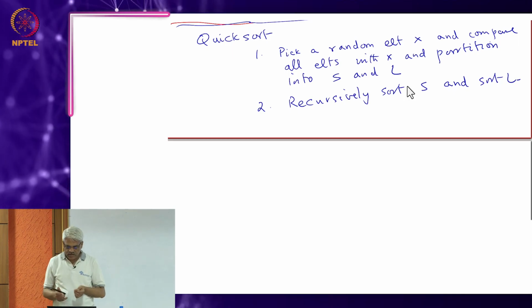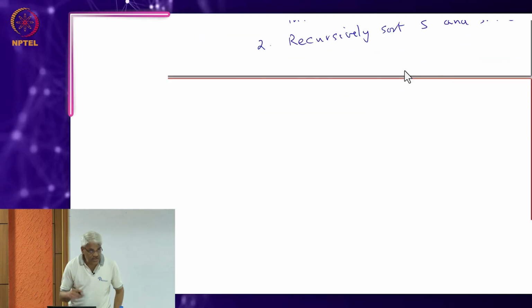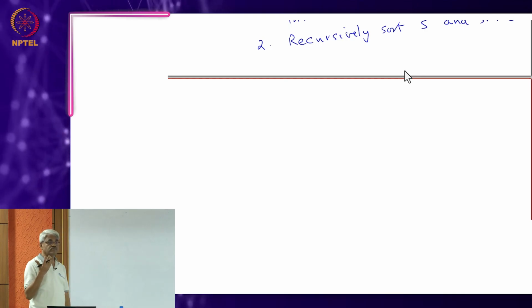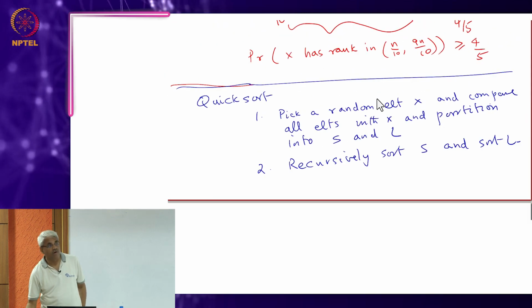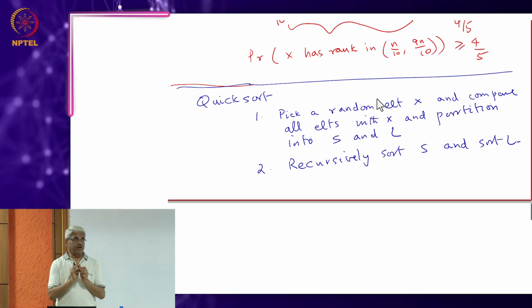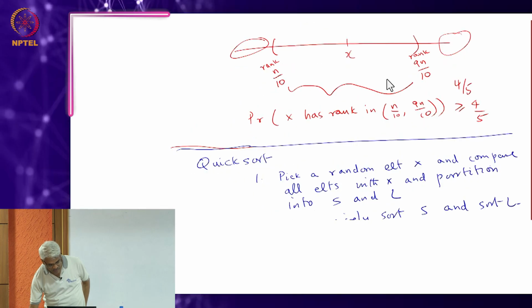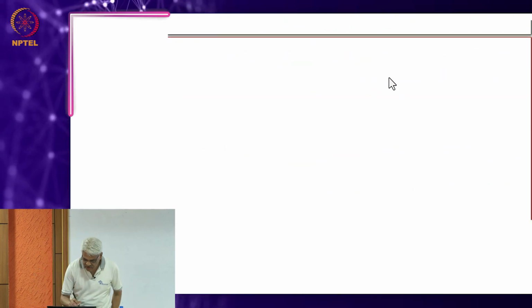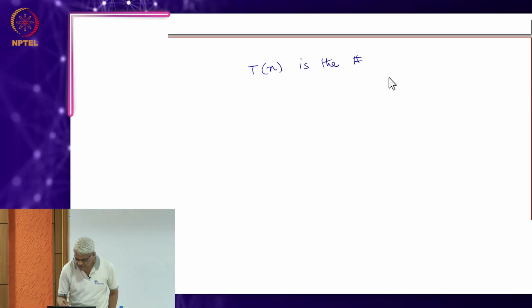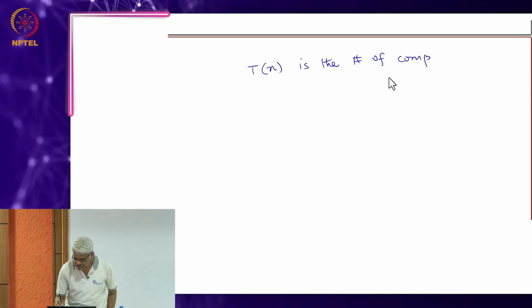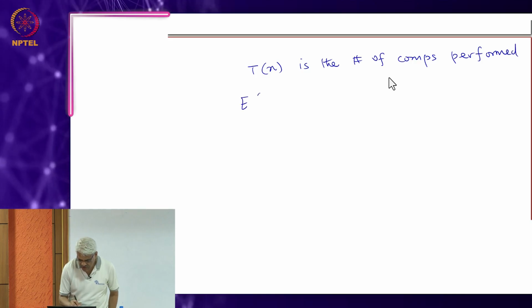Now let's analyze the algorithm. So it's a random variable again. Why is it a random variable? It's a randomized algorithm. Where is the random step? The picking of the pivot, right? Because based on that, your algorithm's performance varies. So if I say T(n) is the number of comparisons performed, the expected value of T(n).